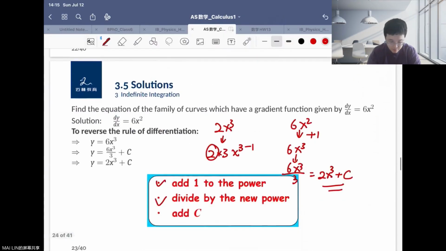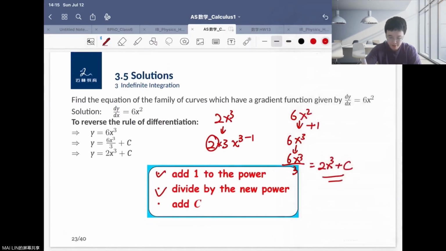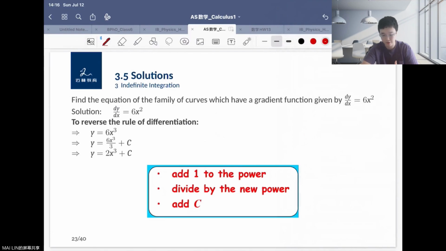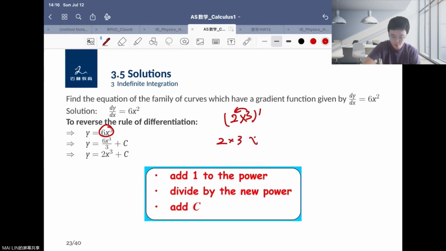And also we have such solutions. Here we have dy over dx equals 6x squared. We can say that the function is 2x cubed. Consider differentiating 2x cubed: the first step is to put the power 3 in front of it, so it's 2 times 3x squared. Then the power has to be reduced by 1, so 2 times 3 and x to the power 3 minus 1. So that is the final answer for it, right?